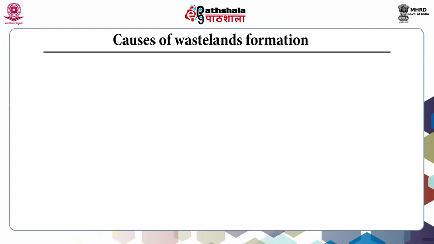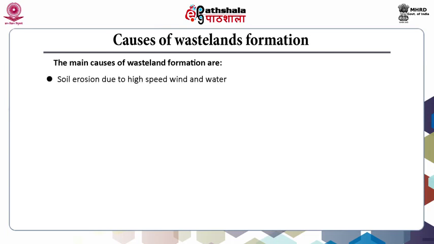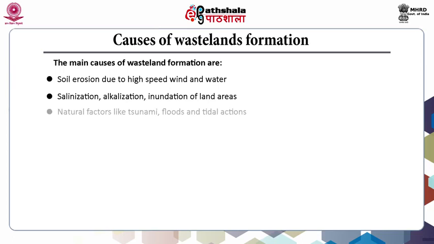Causes of wasteland formation. The main causes of wasteland formation are: number 1, soil erosion due to high speed wind and water, salinization, alkalinization, inundation of land areas. Next, natural factors like tsunami, floods and tidal actions.